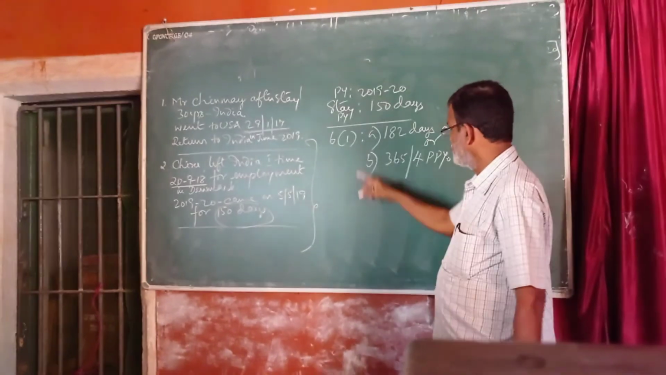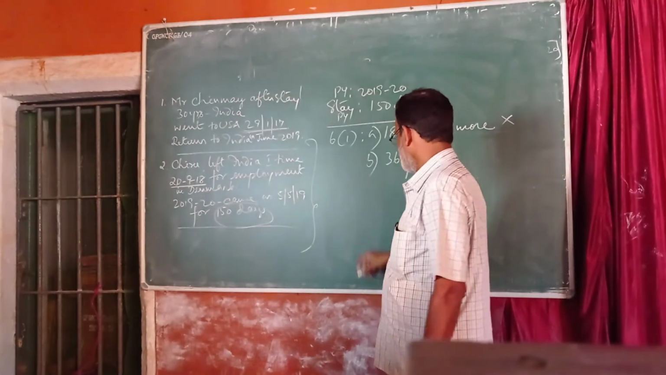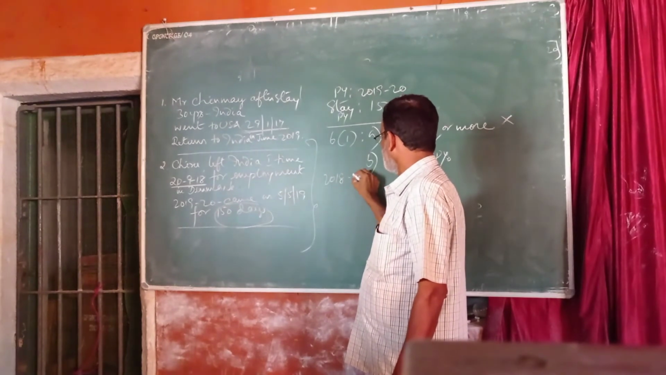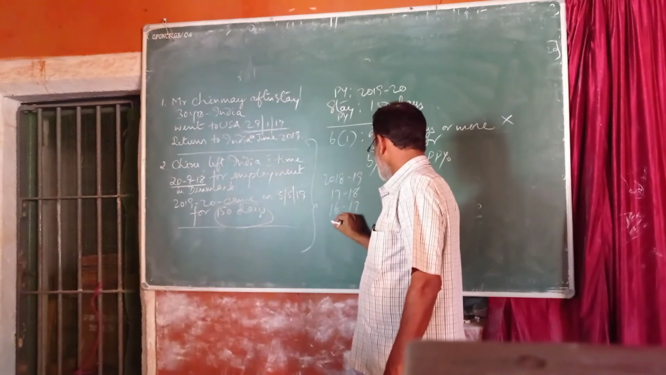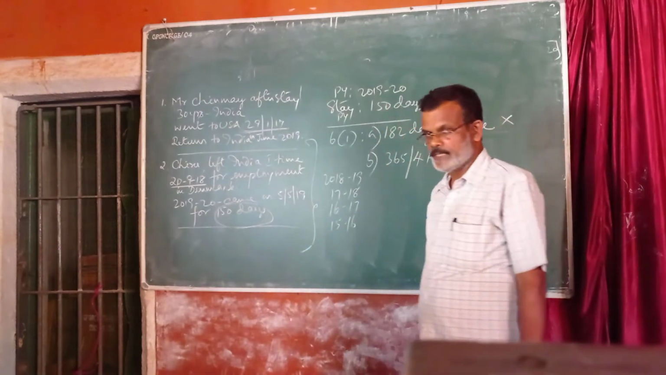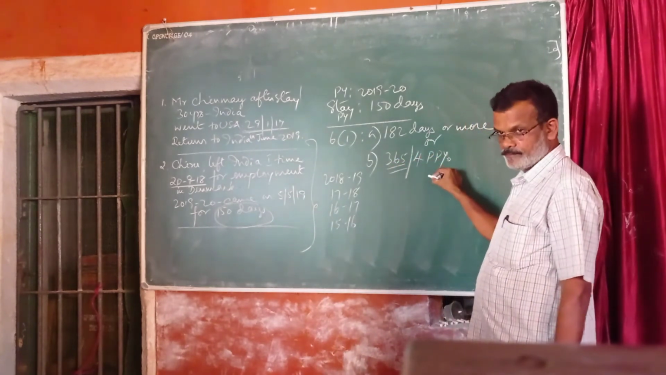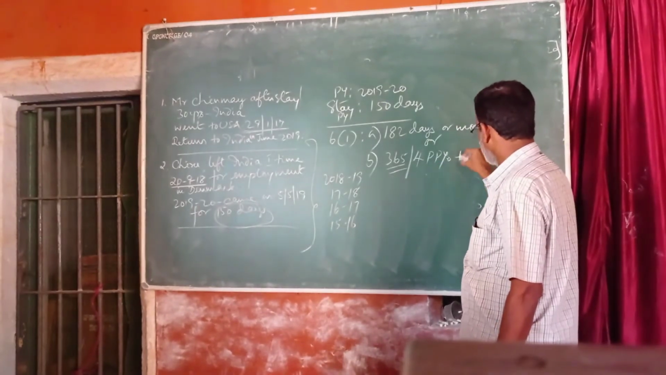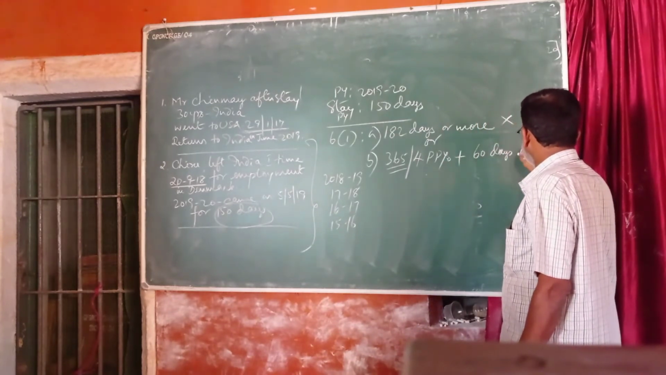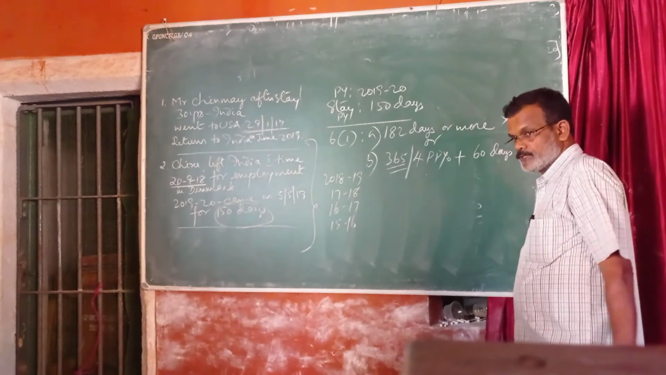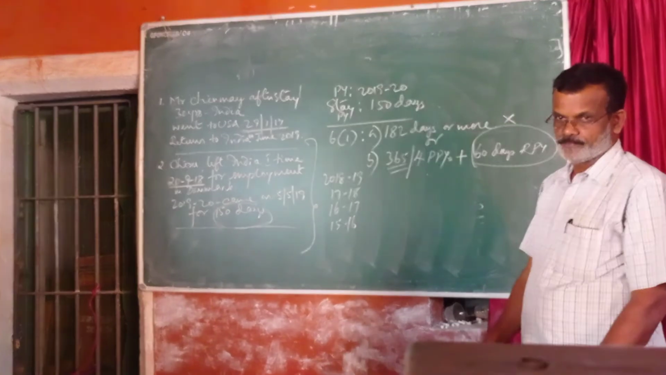4 preceding previous years means excluding this relevant previous year, the immediate previous years, that is 2018-19, 2017-18, 2016-17 and 2015-16. He has been in India for 365 days in 4 preceding previous years plus 60 days in the relevant previous year. But for these 60 days, there is an exception.